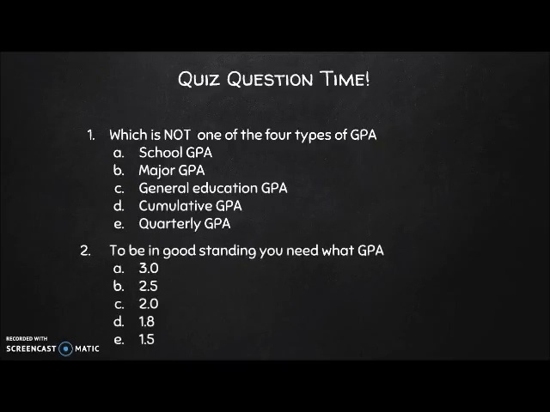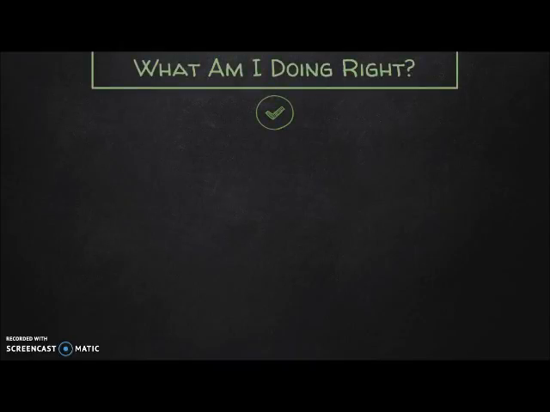Question 2. To be in good standing, you need what GPA? 3.0, 2.5, 2.0, 1.8, or 1.5? The correct answer is C, a 2.0. So now you may be wondering, if you're on academic probation, did you do a lot of things wrong? That's not true, because you did some things right.